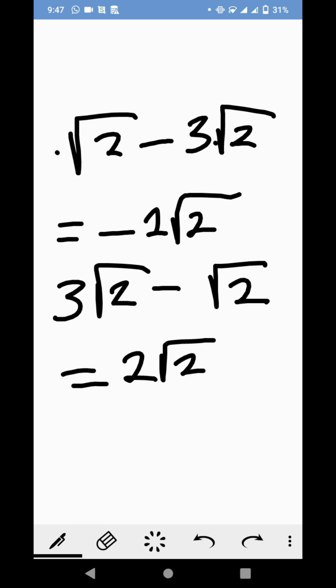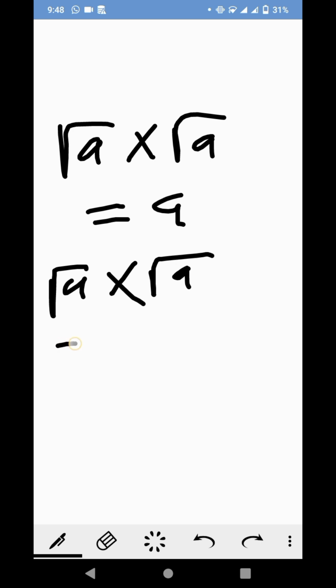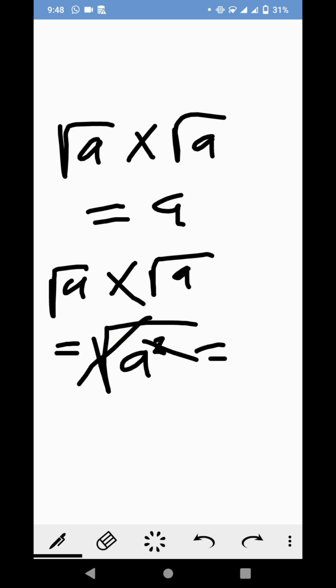One thing again about like surds is that like surds can be multiplied. Let's say we have root a times root a is equal to a, and the reason is root a times root a is the same thing as a squared, and we know that the square takes care of the square root. That's why you have a coming out.